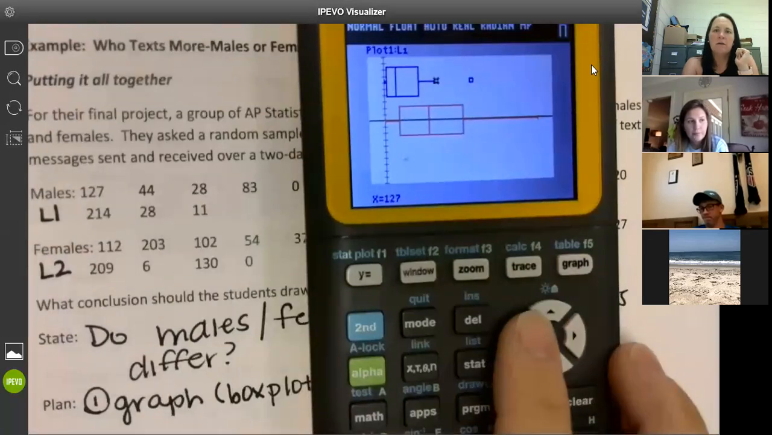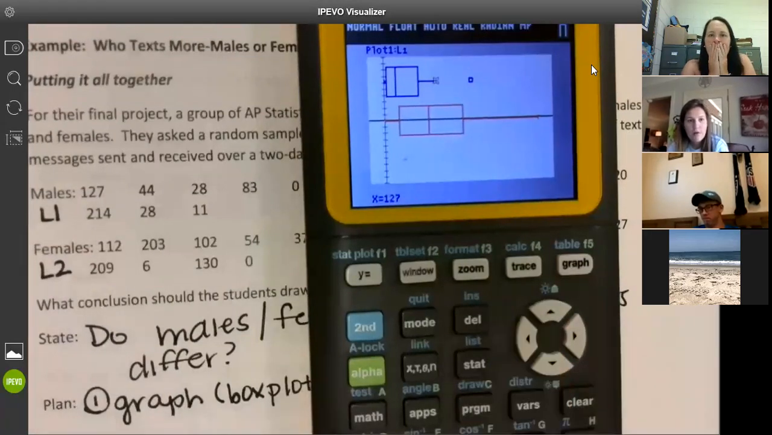All right, so now what? Tell me what else you see. The female is just bigger in general. So it has a wider range. Okay. Use those stats words we've learned. No offense, you did great. Tell me more. Females don't have outliers. Females do not have outliers.